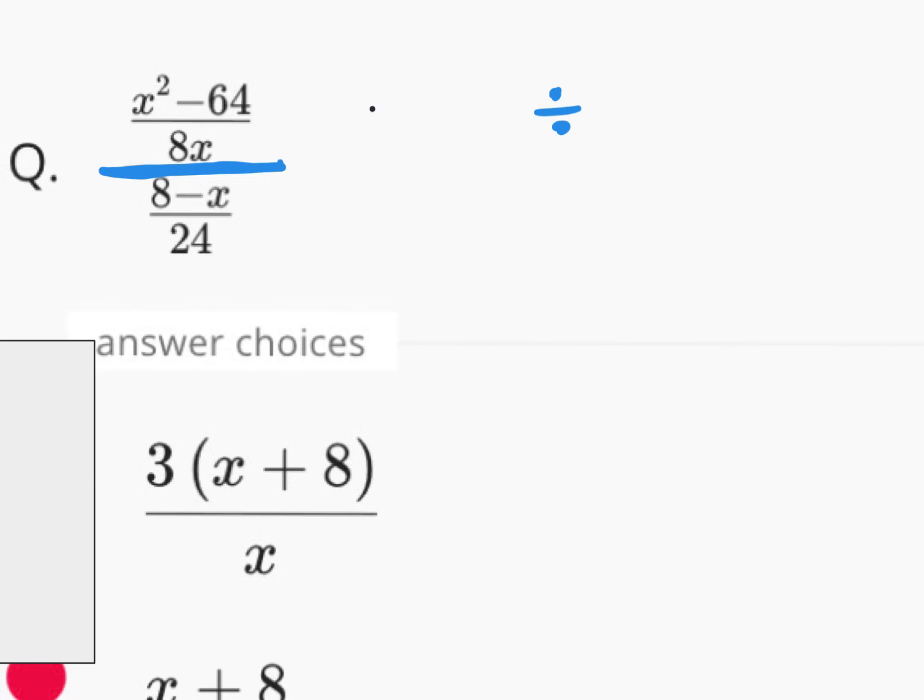The only difference is that on the first fraction up here, we might as well start factoring. X squared minus 64. What does that factor to?